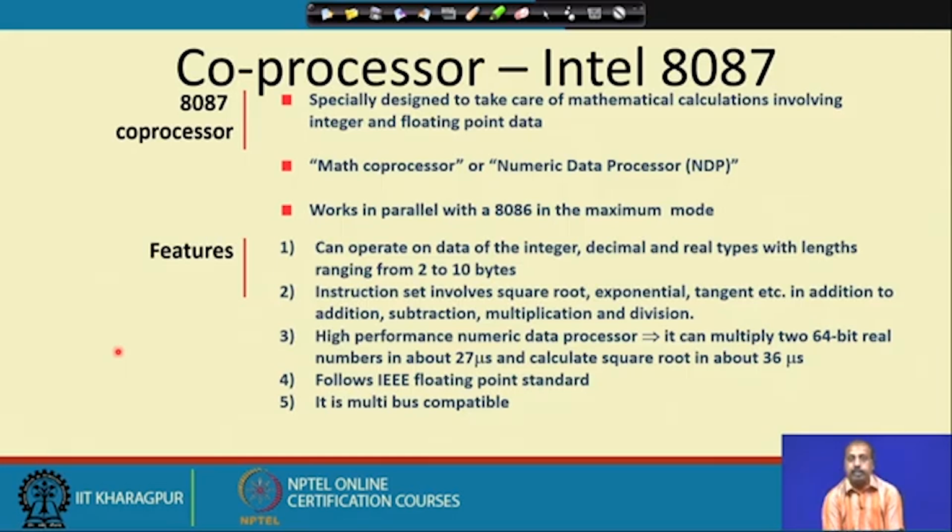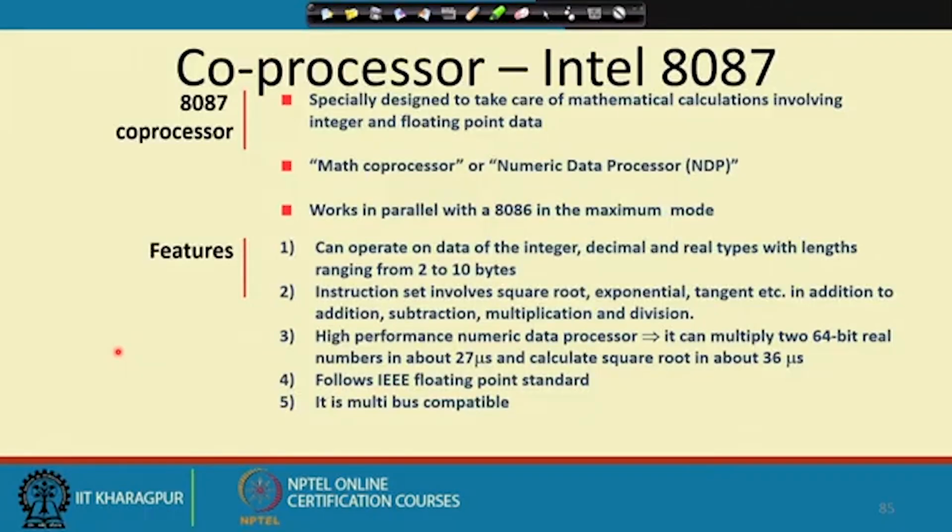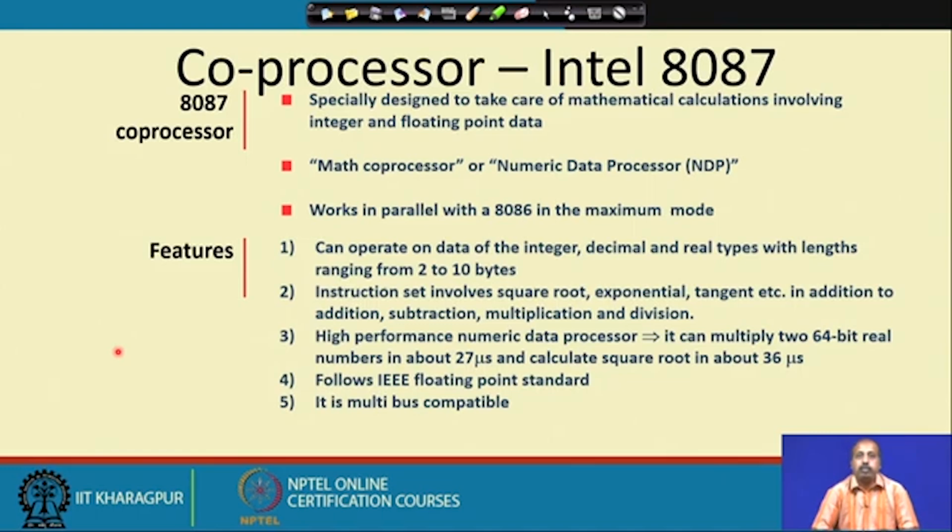High performance numeric data processor. It can multiply two 64 bit real numbers in about 27 microseconds and calculate a square root in about 36 microseconds. That is a big thing, because in case of 8086, the multiplication and particularly the division operation takes about 80 cycles for normal 16 bit numbers. Here it finishes for 64 bit real numbers in 27 microseconds, which is a huge improvement, and the square root can also be obtained in 36 microseconds.